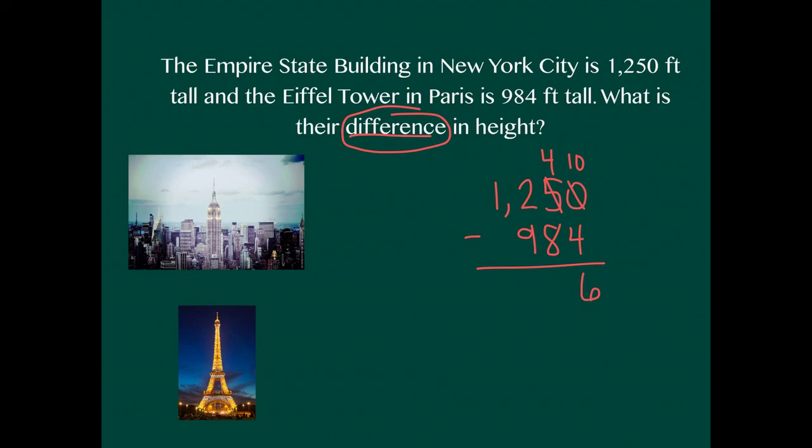Now, in the tens place, I cannot do 4 minus 8, so I borrow from the hundreds. That becomes 1, and this now becomes a group of 14 tens. 14 minus 8 gives me 6. I cannot do 1 minus 9, so I borrow that 1,000. I have to break down that 1,000 bar, so then I have 11 here. Remember, you add it back to whatever was there in the beginning. So 11 minus 9 is 2. So their difference in height would be 266 feet.